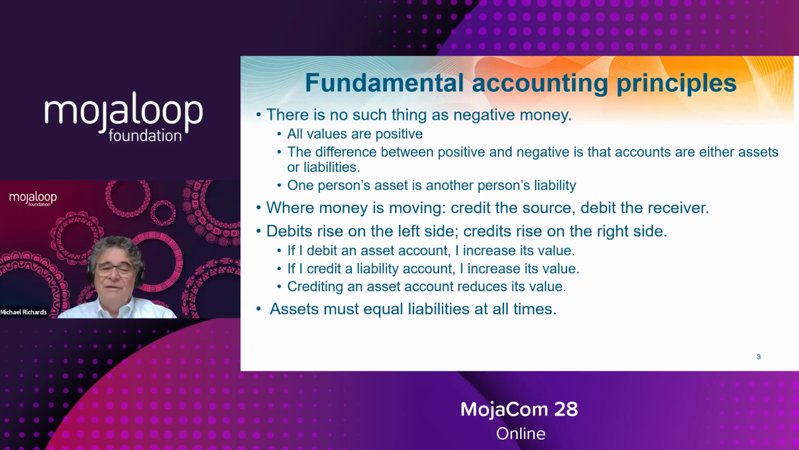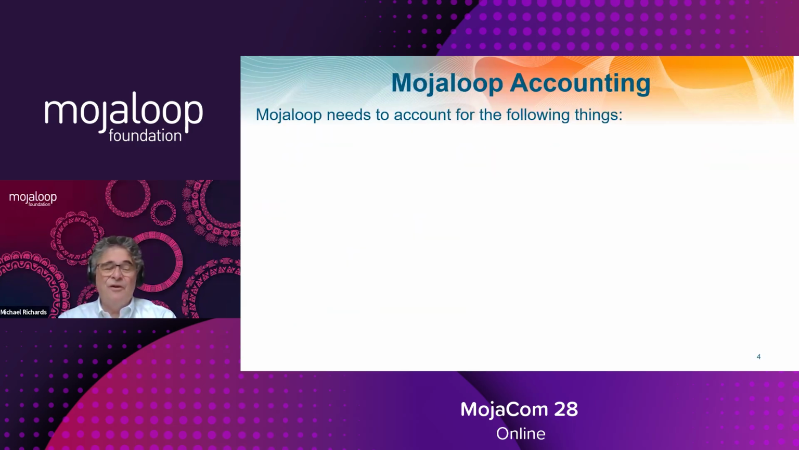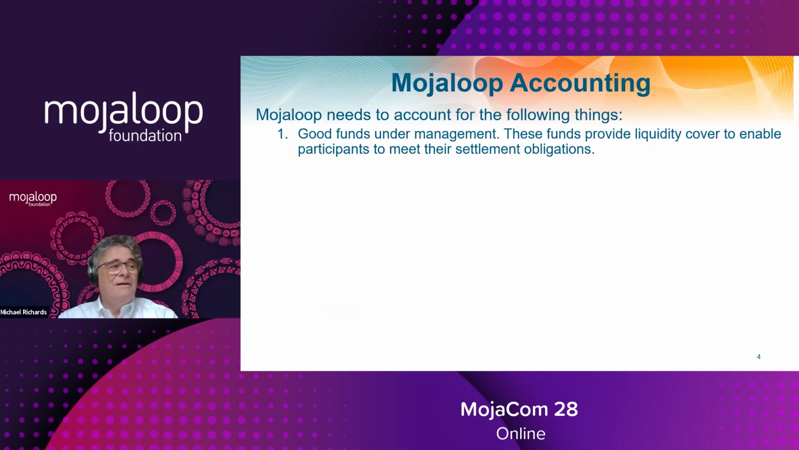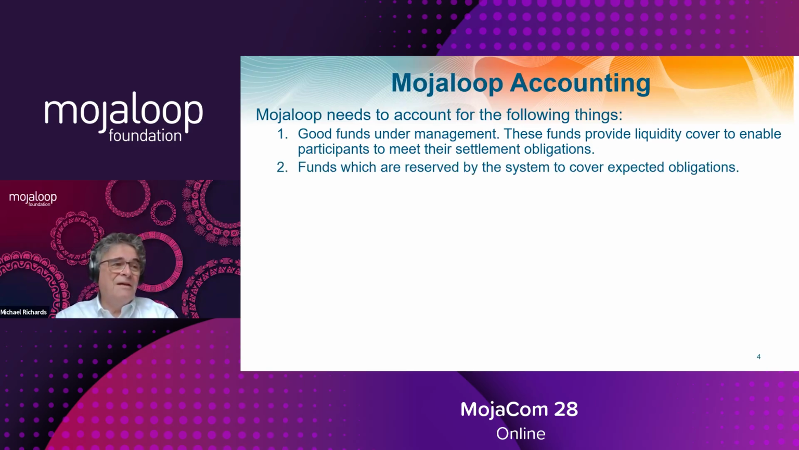Now, we think that Mojaloop needs to account for the following things. First of all, funds under management. These are what we currently loosely refer to as liquidity cover. So they are funds which have been deposited by DFSPs somewhere to guarantee that they can meet their settlement obligations. So we need to account for those.